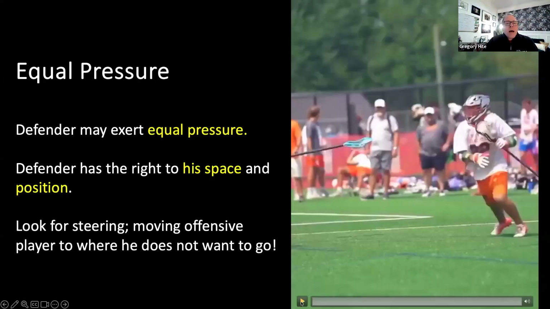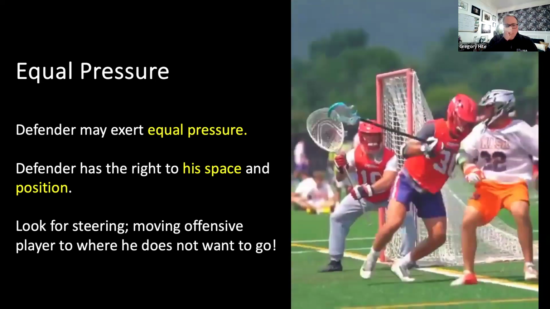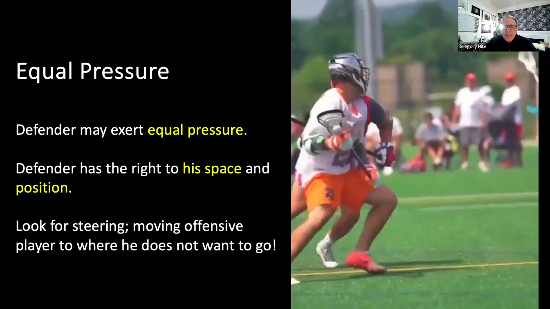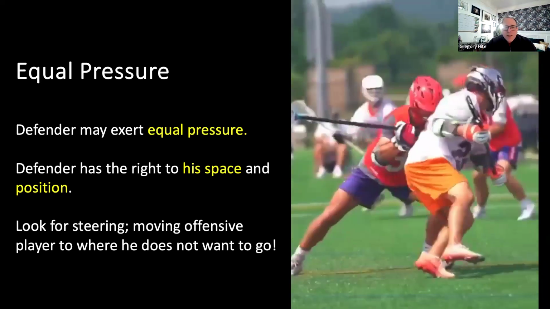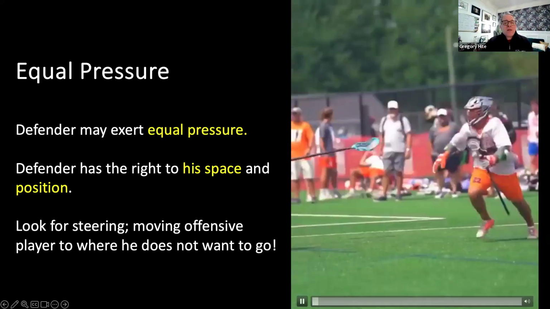Here's an example of equal pressure, right? Here's the defender. Yes, this is from behind, but this is just playing defense here, okay? That's just good defense, right? The defender has a right to his space and his position. The offensive player is turning his back towards that player. So he's making what might have been a legal check an illegal check, and we're going to let that go. Okay. Not worried about safety here. There doesn't really seem to be advantage or disadvantage, right?